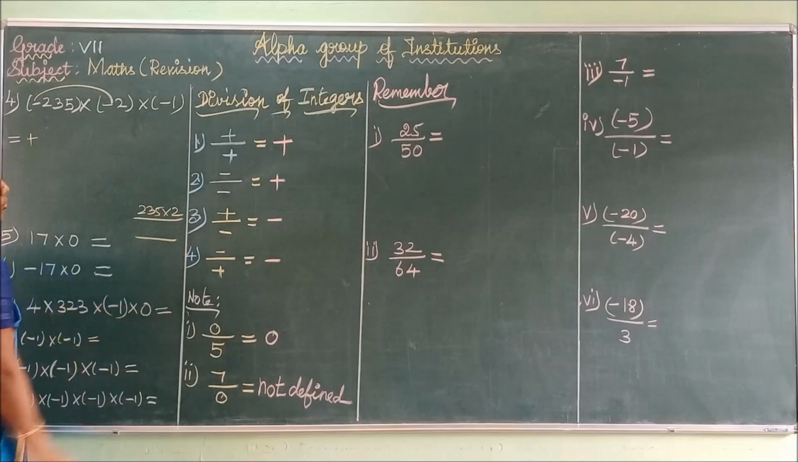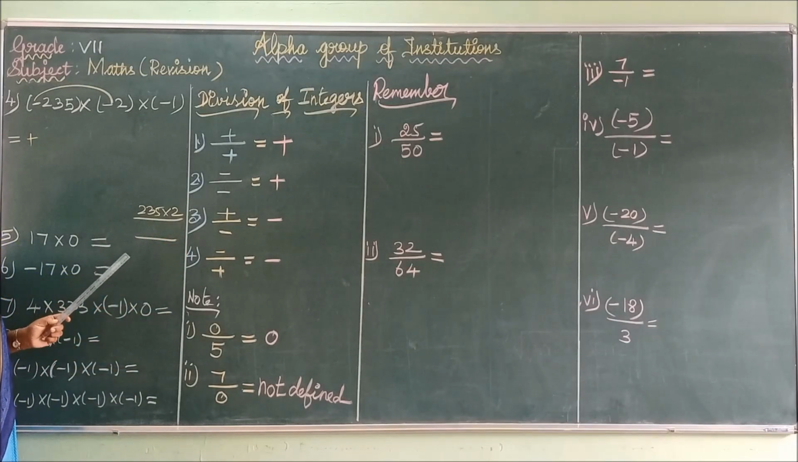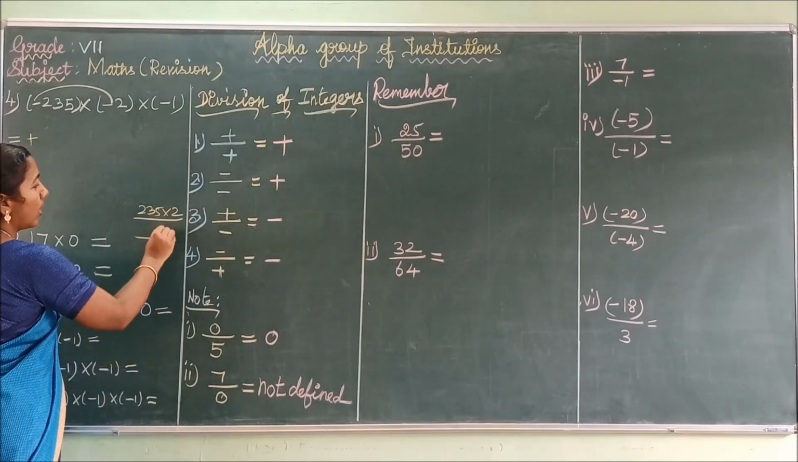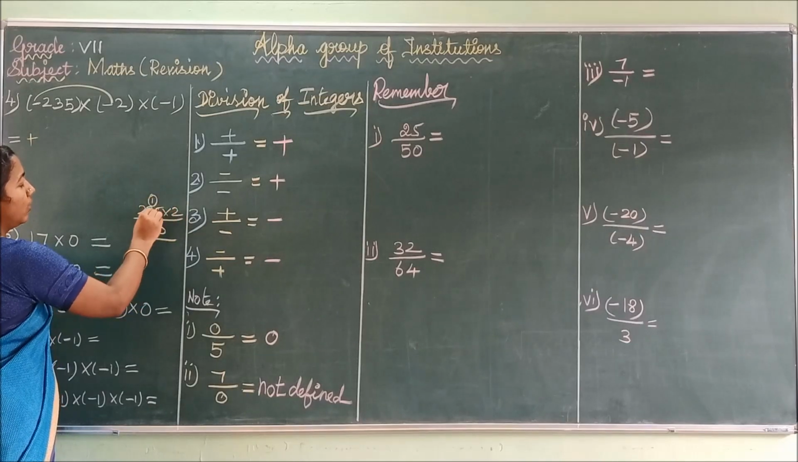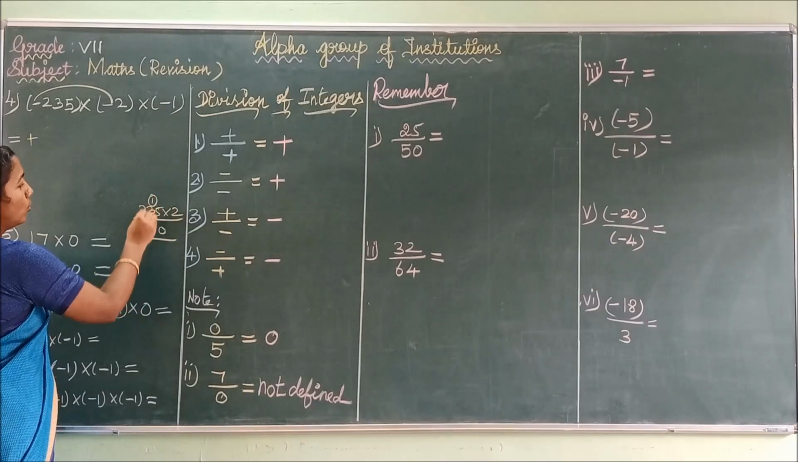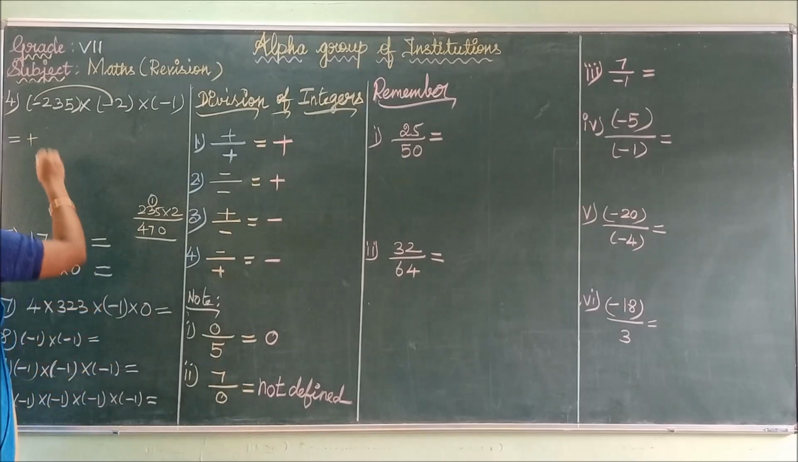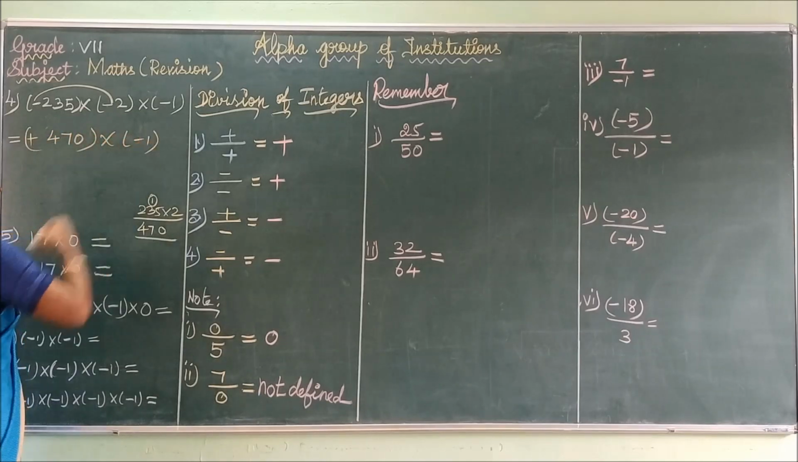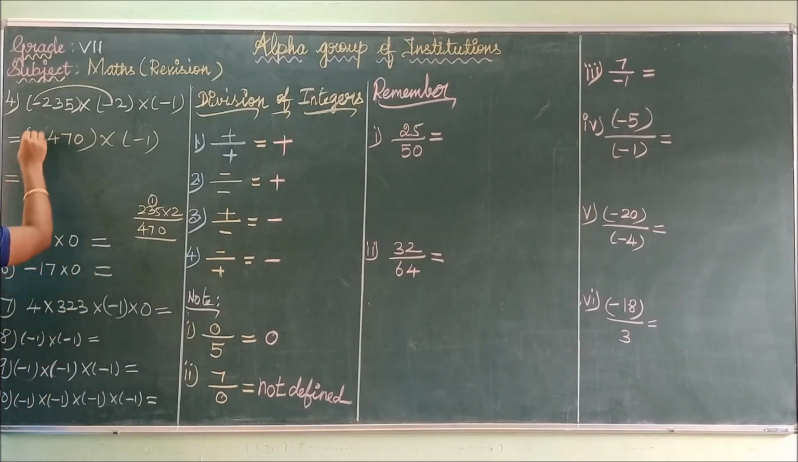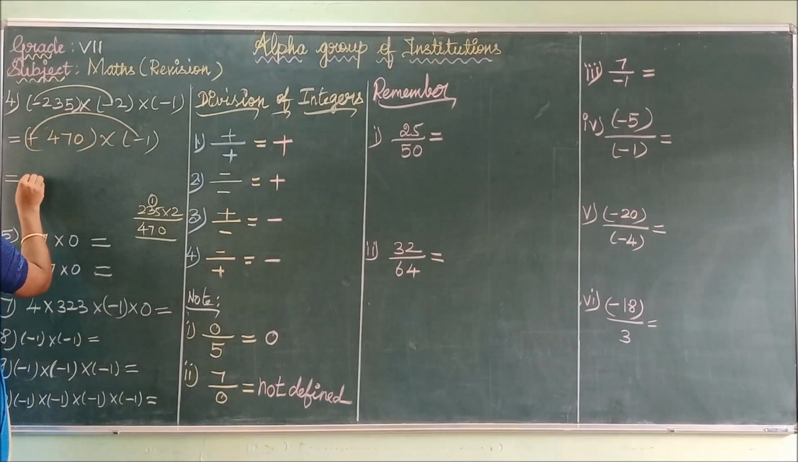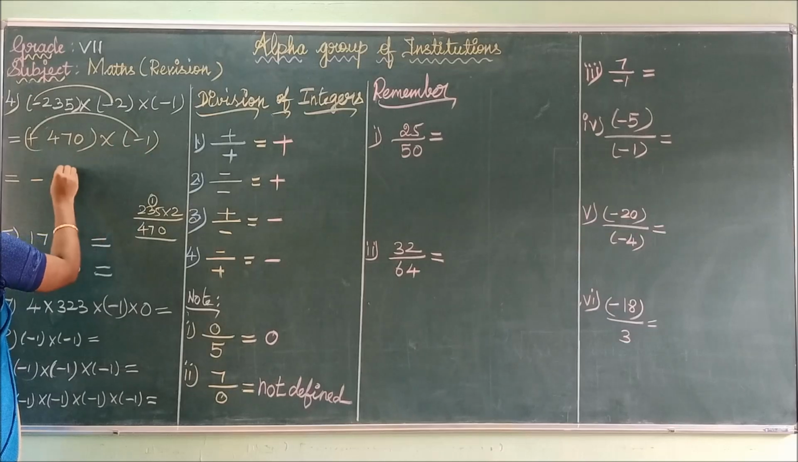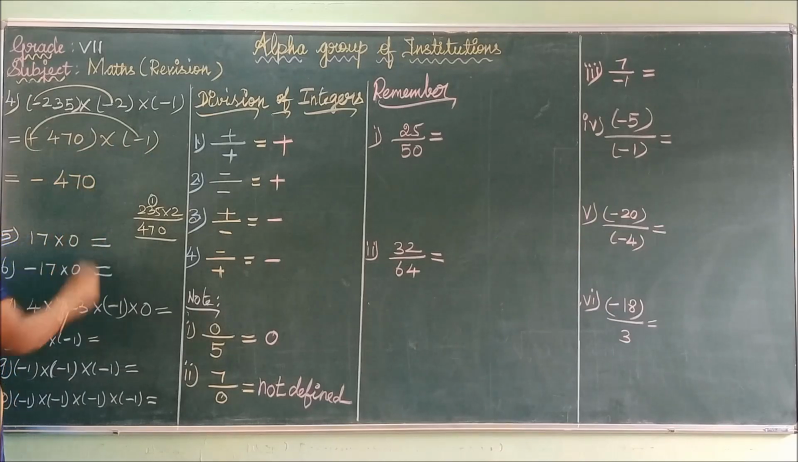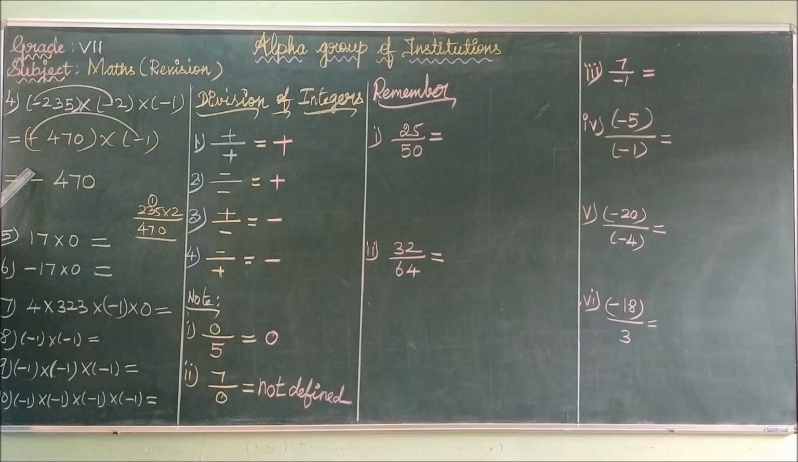You have to definitely show your working in the test paper itself. Okay. So 5 2s are 10, remainder 1. 3 2s are 6, 6 plus 1, 7. 2 2s are 4. So 470. So minus into minus, plus; 235 into 2, 470 into minus 1. Okay. Next I am going to multiply the symbols, plus into minus, minus; 470 into 1, 470. So this is the way you have to multiply the given integers.